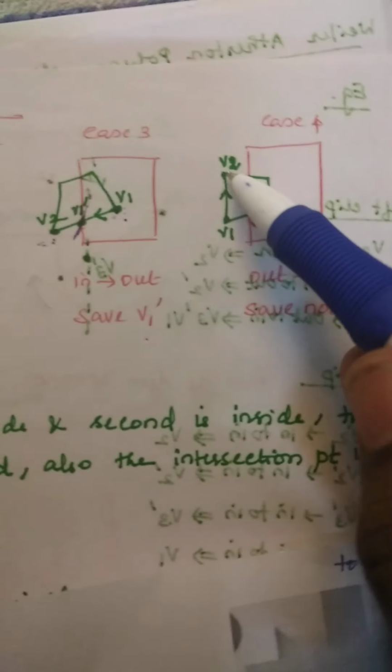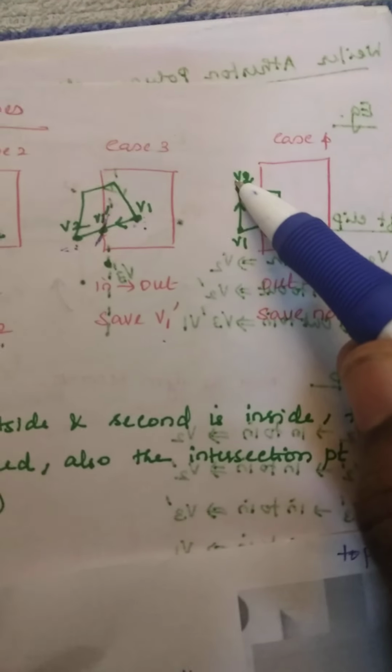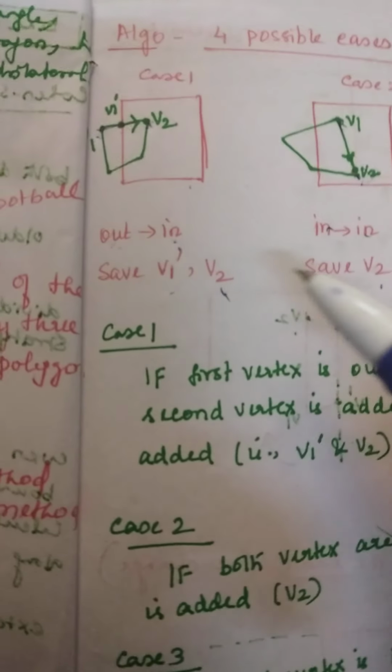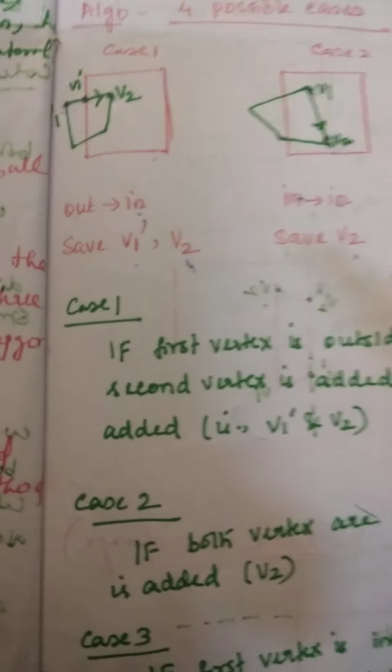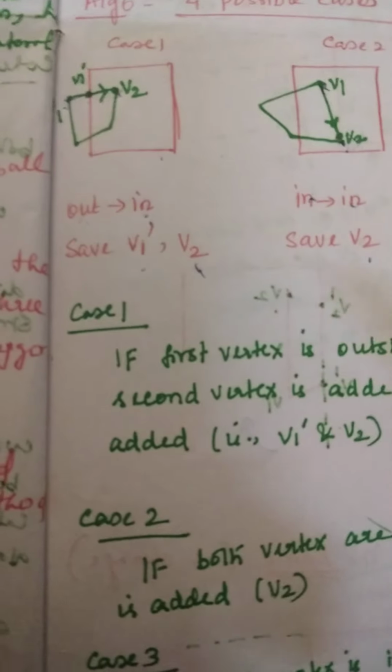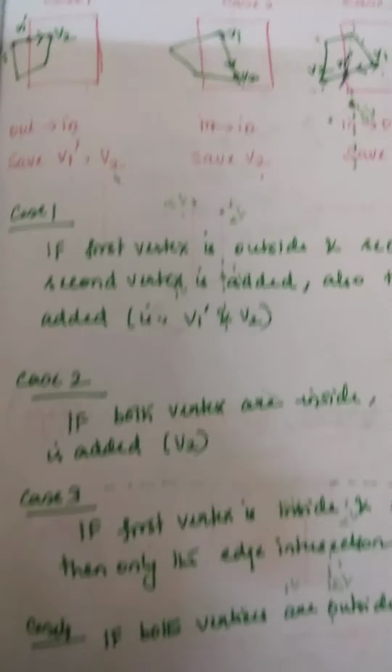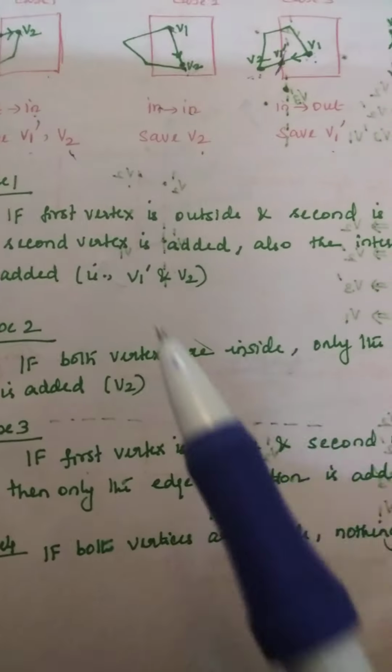And the last case is both vertices are outside the boundary. If both are outside, nothing is added. So out to out, save none. These are the 4 different cases this particular scientist has mentioned. So now we need to process in these 4 cases. These are the 4 cases I have written here.